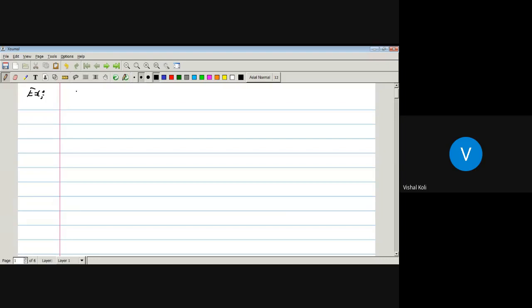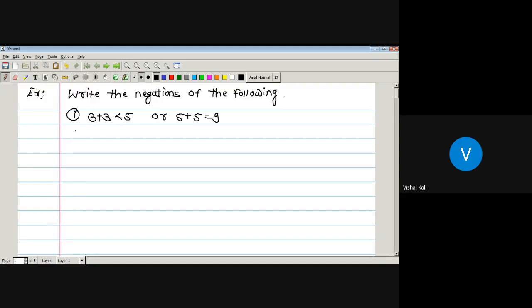Write the negations of the following statements. First one: 3 plus 3 is less than 5, or 5 plus 5 is equal to 9. Second statement: the number is neither odd nor a perfect square.